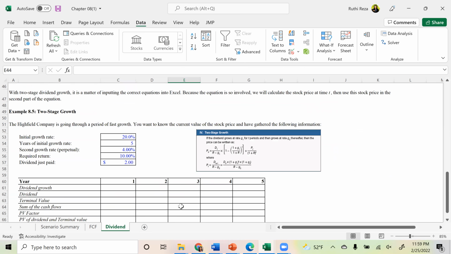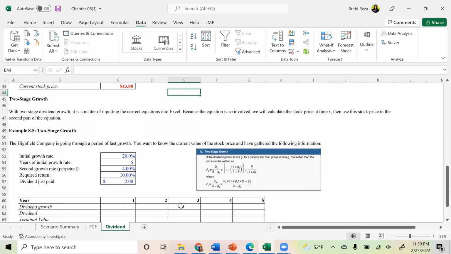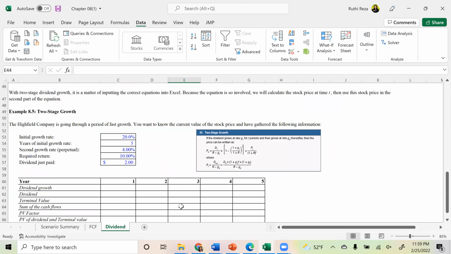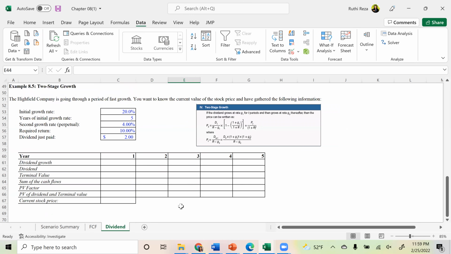All right. Now here, again, we have a non-constant dividend growth rate problem. In this case, our initial growth rate here is 20%, as you can see. And this growth rate will continue for the next 5 years. Then we are going to have our second growth rate, 4%. And this growth rate will continue forever.